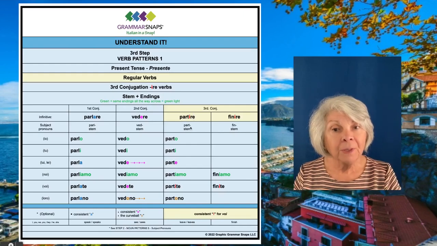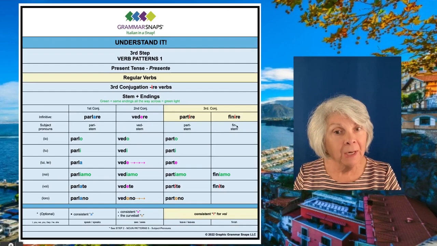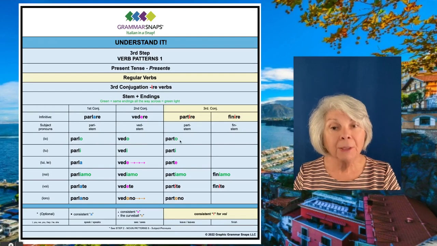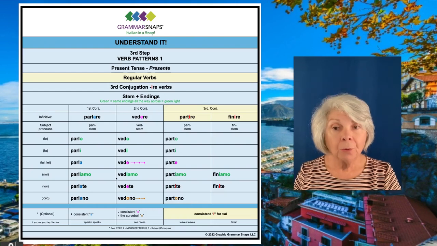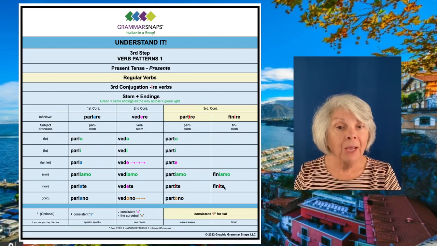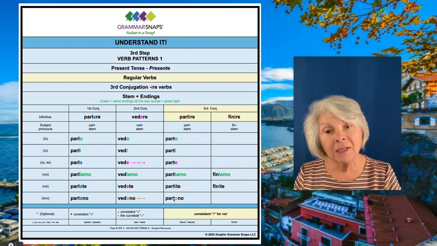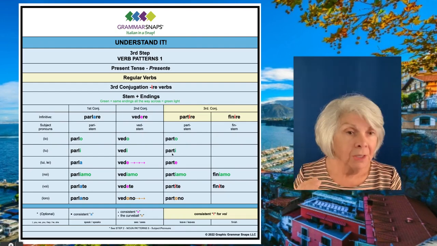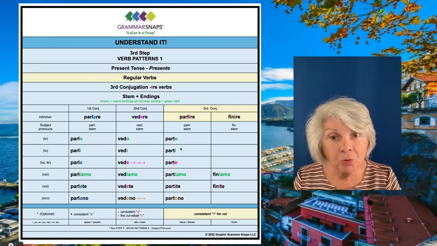Partire. For partire, we have one stem. Notice for finire, we had two stems. Right now, we're focusing on the first stem. So this gives us parto, parti, parte, partiamo, partite, and partono. Going across, finiamo and finite. So let's analyze what happened here. Using our logic, here we would have had to drag down the I.